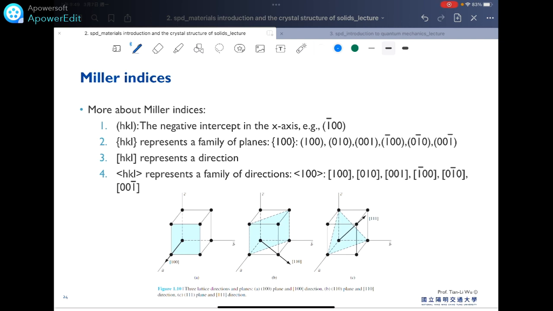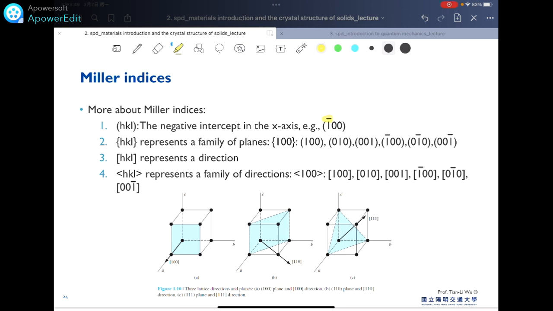So the first case is what we have been discussing. If we have a negative intercept on the x-axis, then you will see a small bar on top of the number for that axis. So we will have the small bar here.